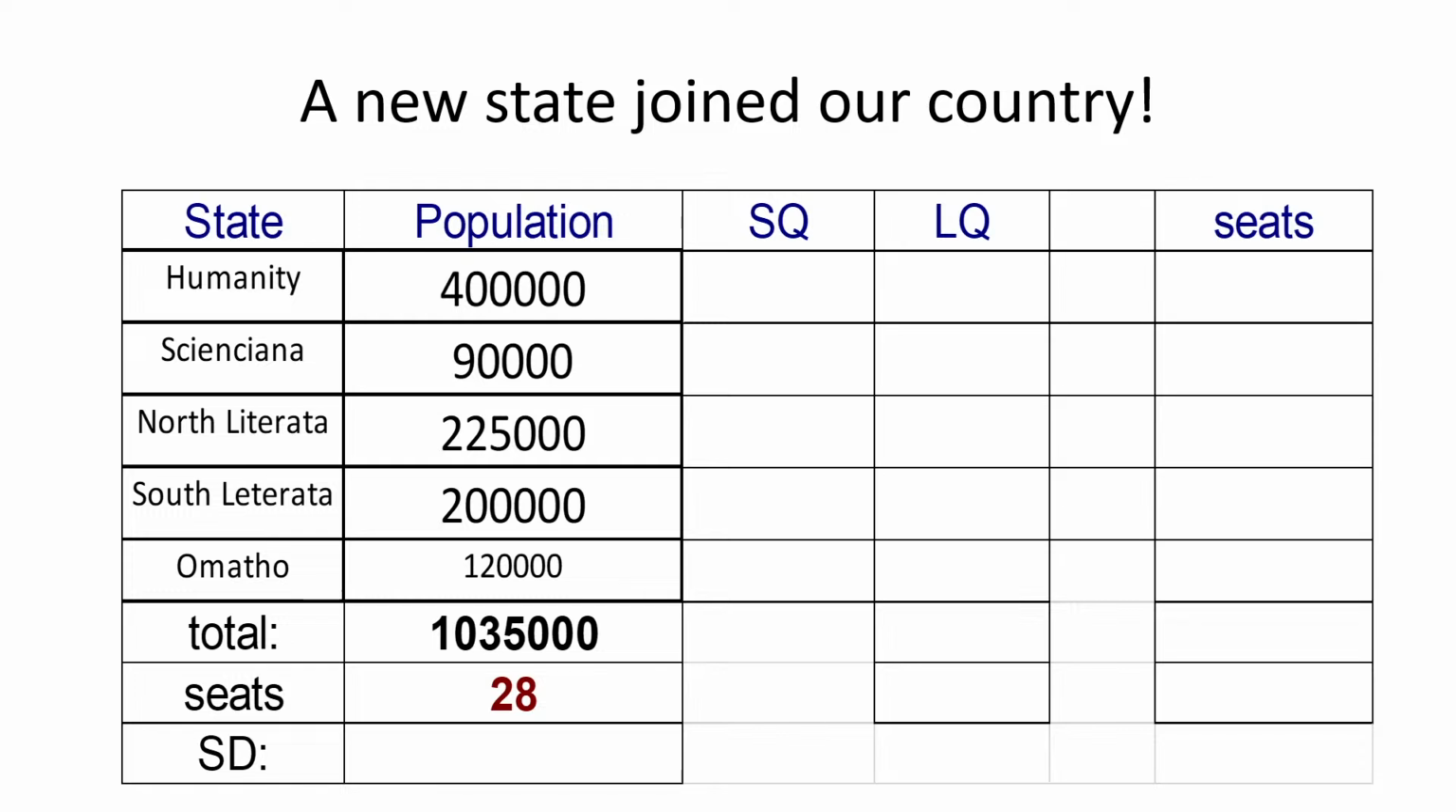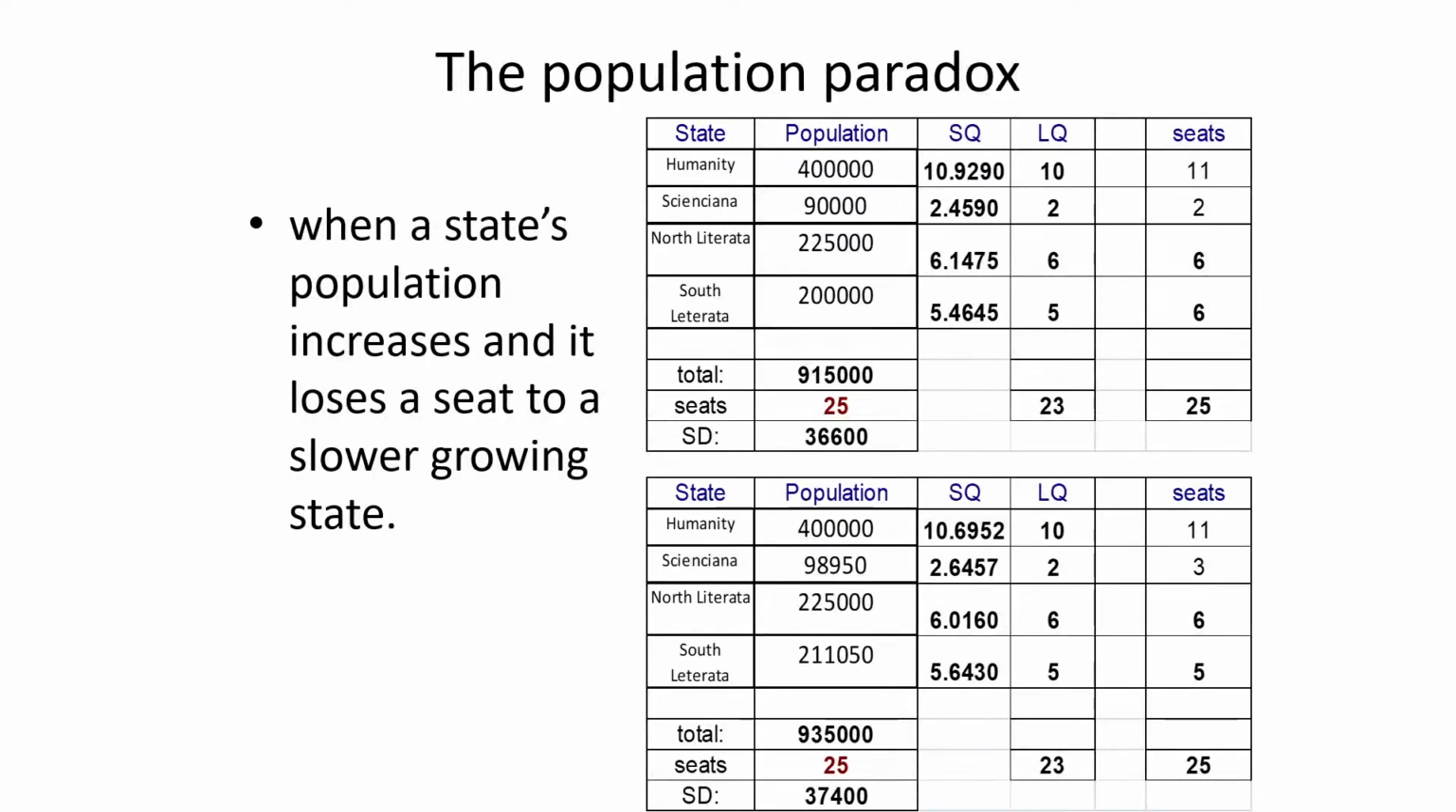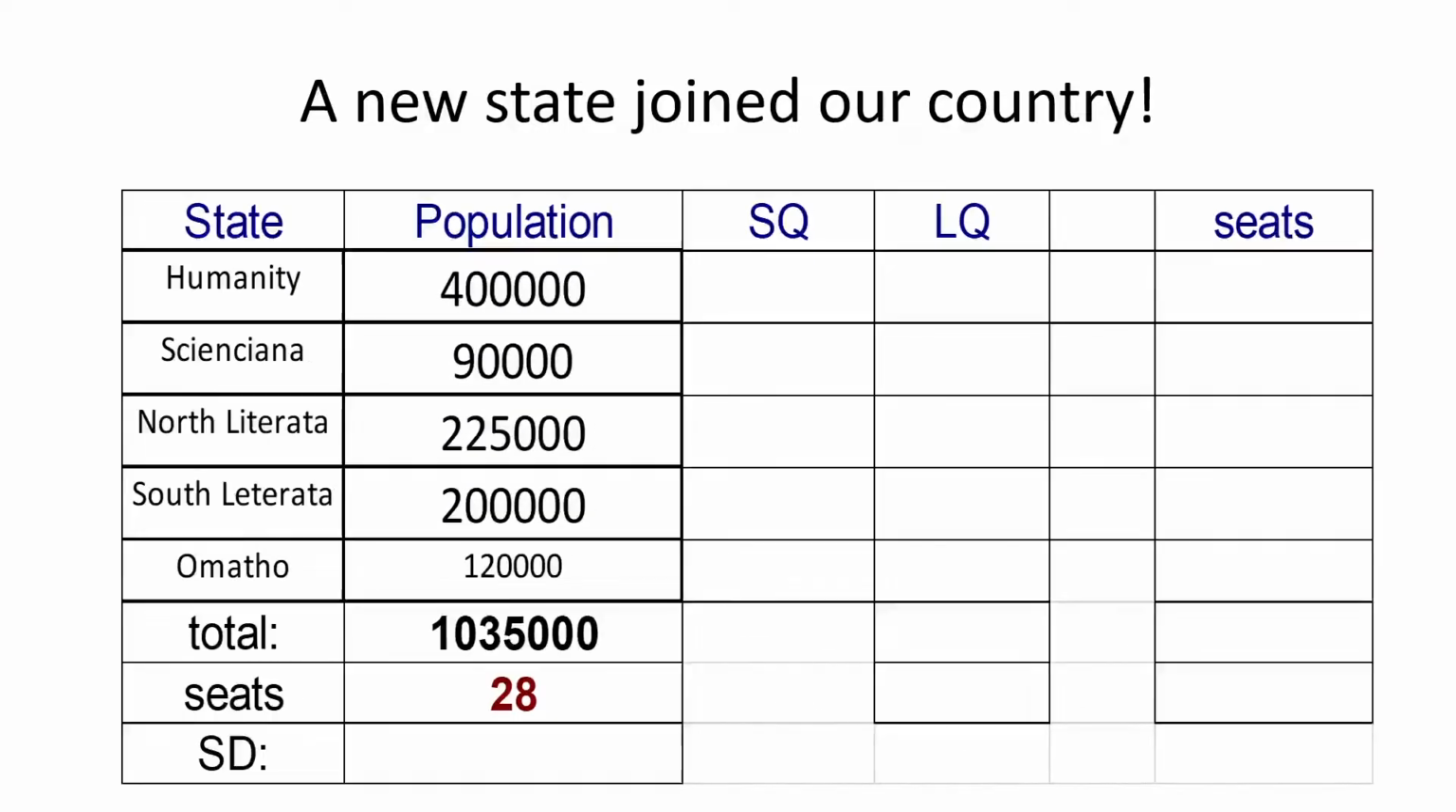So what happened? Did anything happen that was surprising when we redid the apportionment? If we didn't do any math, all would be well, wouldn't it? We could just give Omatho 3, go back, and leave everything else the way it is. Humanity has 10, St. has 2, North Laterata 6, and South Laterata 5. Let's just leave it all like that. Give Omatho 3. In fact, that's what usually would happen whenever a new state joined. But let's just see what happens if we redo the apportionment using this.